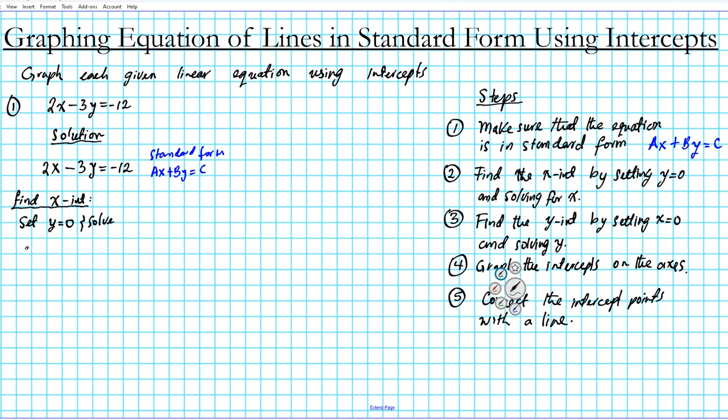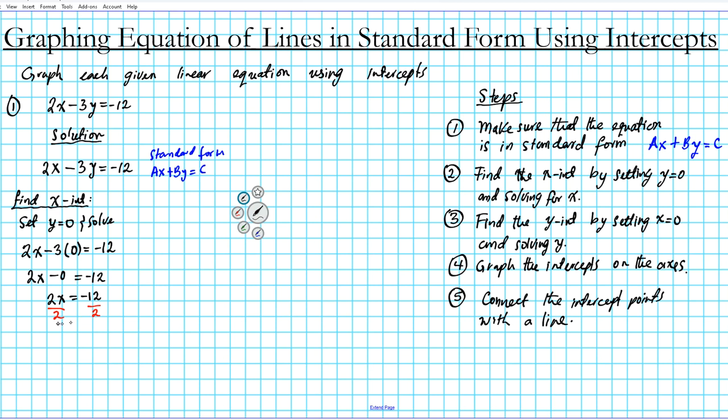So notice the equation. We have 2x minus 3y. So it's going to be 2x minus, instead of 3y, it's going to be minus 3 times 0. That's what it is to set y to 0. And then solve the resulting equation. So you have 2x, 3 times 0 is 0, equals negative 12. And then we have 2x is equal to negative 12. You can just drop the 0. And then to get x by itself, you divide both sides by 2.